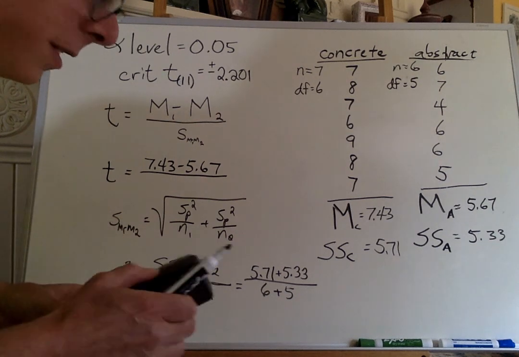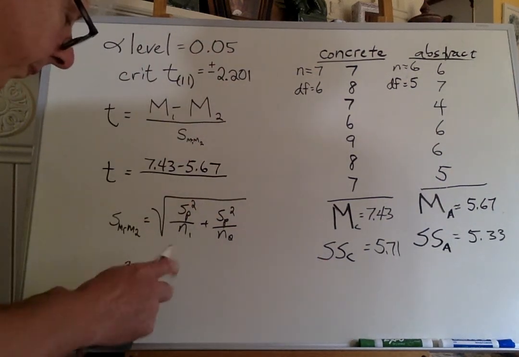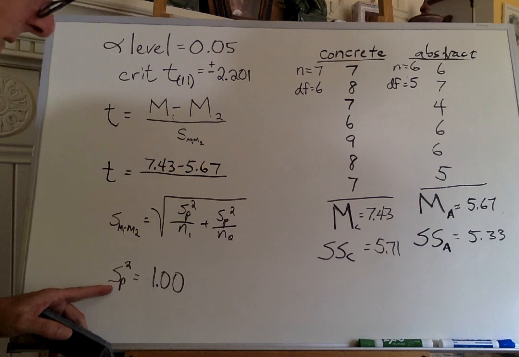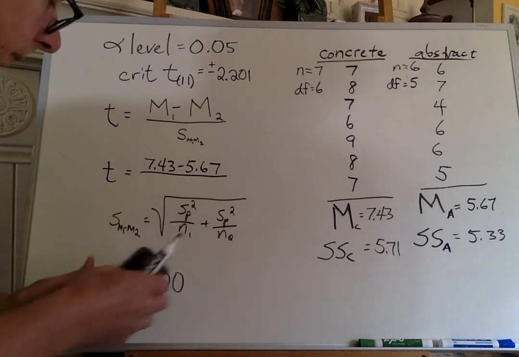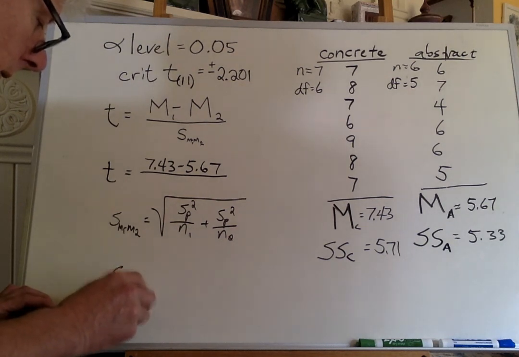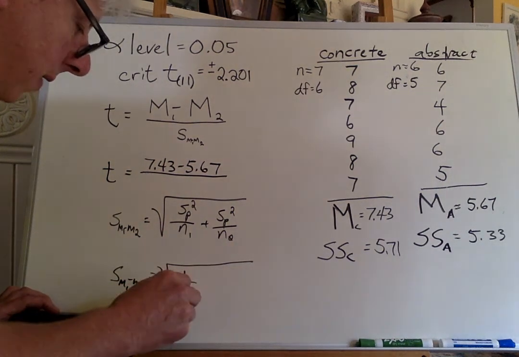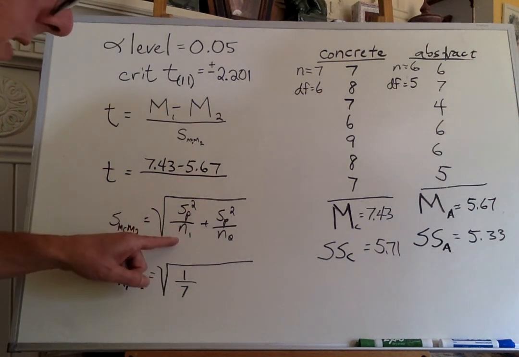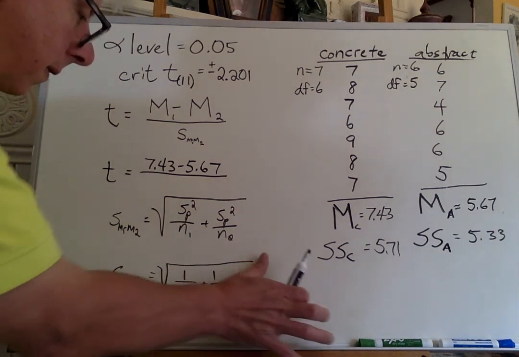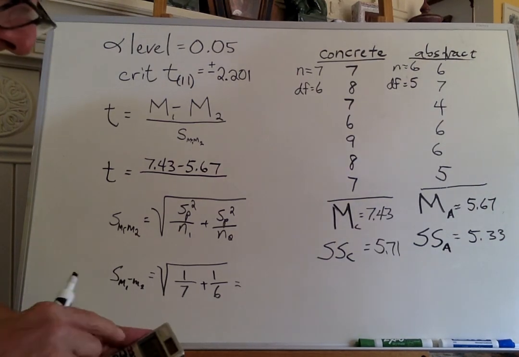Well, that's kind of weird. I didn't do this before I put the numbers up. This equals 1. Okay? Now we put this value into here. Remember, this is just a subscript. So we're going to do 1 divided by 7. Remember now, this is n, not degrees of freedom, plus 1 divided by 6, and then we'll take the square root of that, okay?